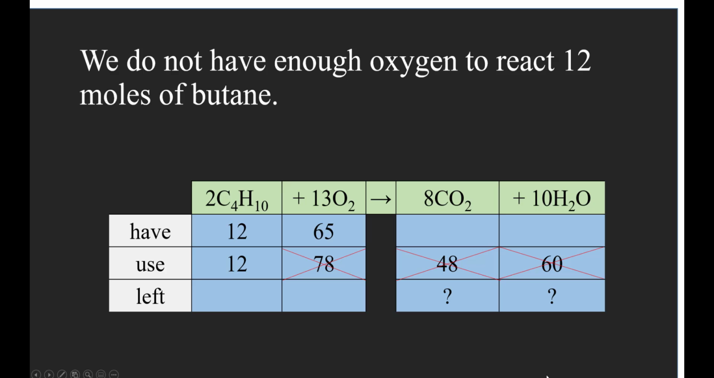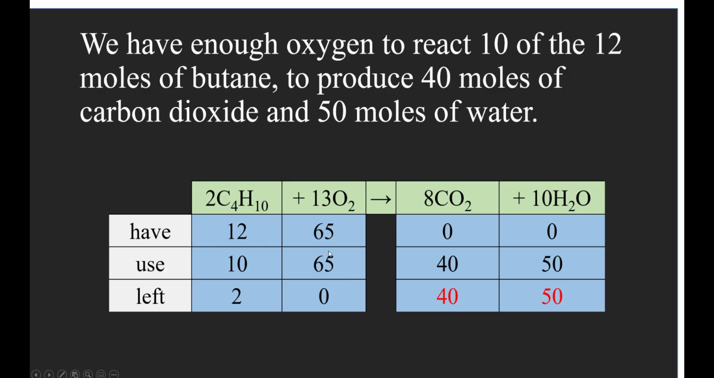Now that didn't work, I can't use the 78, and therefore I can't make the numbers that I wrote down over here. Yeah, they follow the ratio. This 4 times 12 is 48, and 5 times 12 is 60, but I can't make it because I'm going to run out of oxygen before I do. Therefore, I can drop down the oxygen. I drop down the 65.